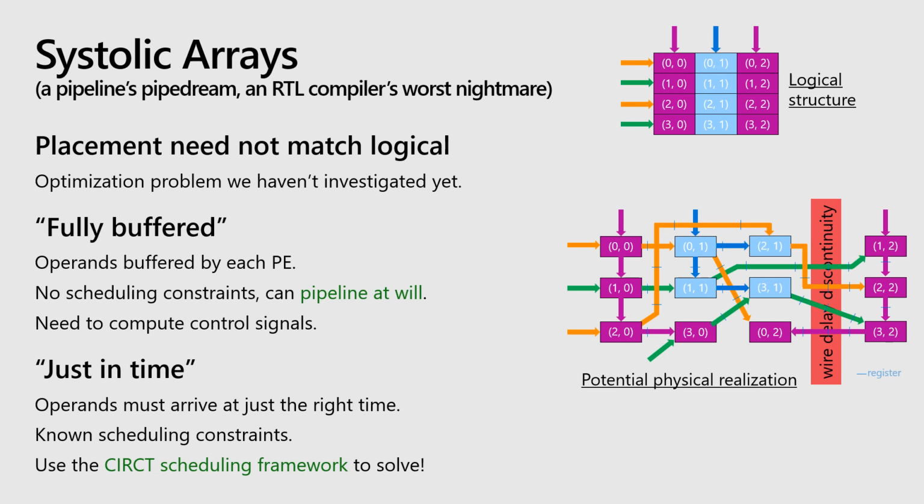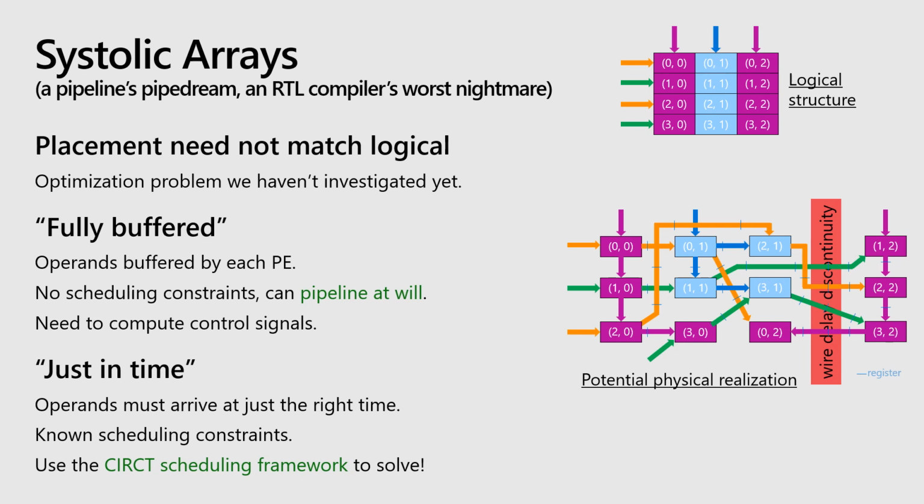Once you know that it is a systolic array and you know the structure of it, you have all the constraints, and there are many knobs you can tune. For instance, the placement need not match this kind of rectangular logical structure. It can be a whole mess of different dimensions and all that. Additionally, you don't need to have single cycle connections between things. You can pipeline them almost arbitrarily, at least in a fully buffered systolic array.